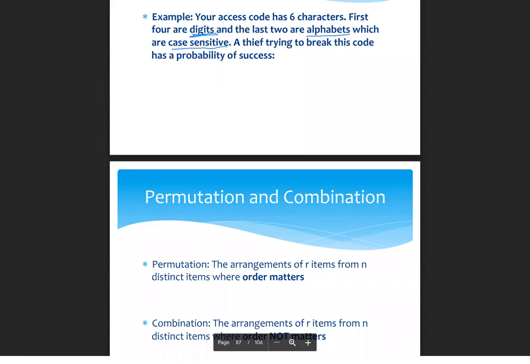Now, there are 6 characters in the access code, right? So you could think of it as 6 different events. Event A, event B, event C, event D, event E, and event F. Now, we know that the first 4 are digits. So let's start off with the first event. How many different ways the person can pick the first digit? What do you think?